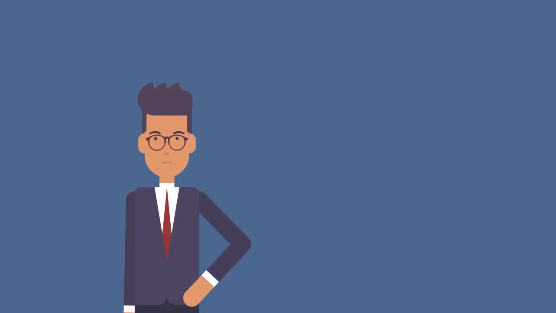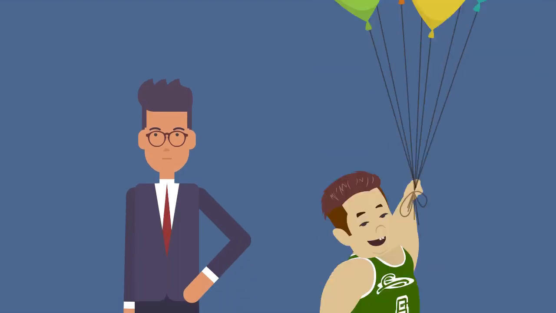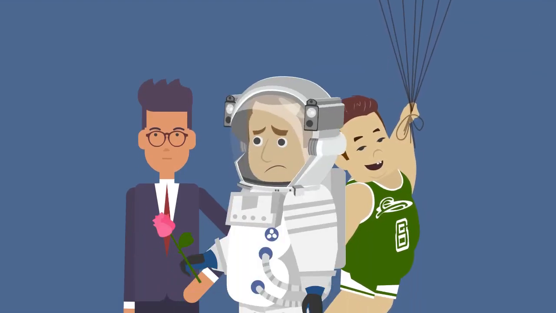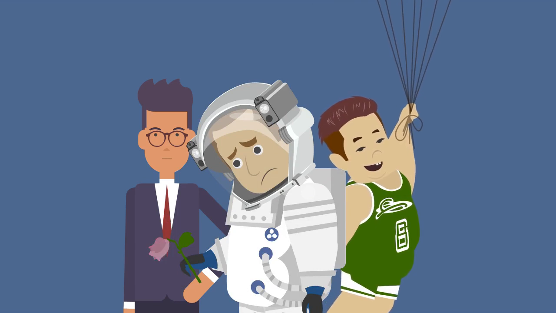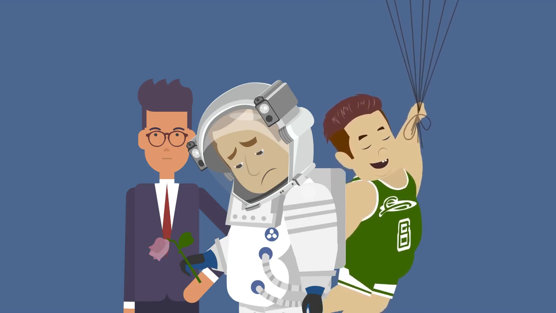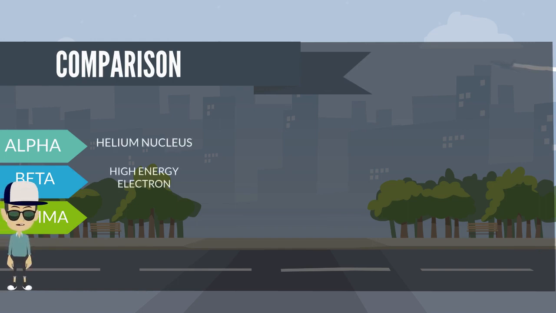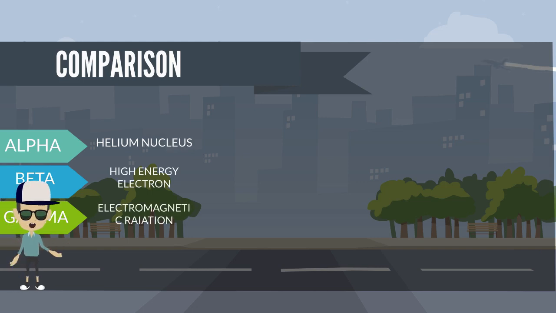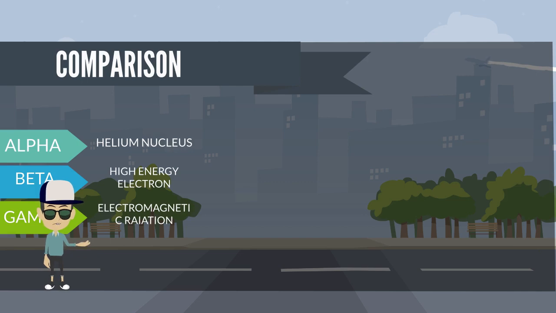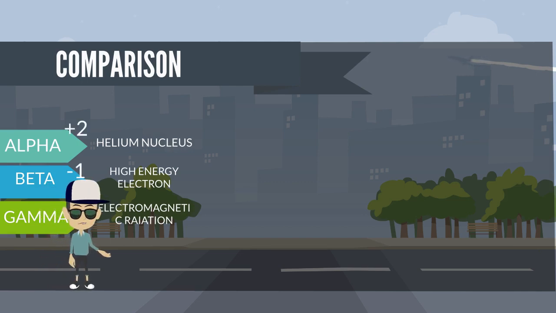So on this slide, we've got a nice little summary of what we've learned so far. We have our three types of radiation, alpha, beta, and gamma, and what their structure is. So an alpha particle is a helium nucleus, a beta particle a high energy electron, and a gamma ray is an example of electromagnetic radiation. Their charges, well, an alpha particle has 2 protons, 2 neutrons, so it's got a charge of +2. A beta particle is an electron, so negatively charged, and a gamma ray has no charge because it is electromagnetic radiation.